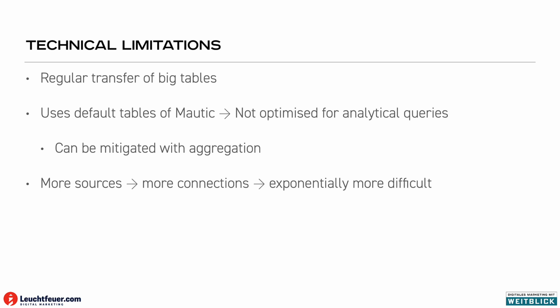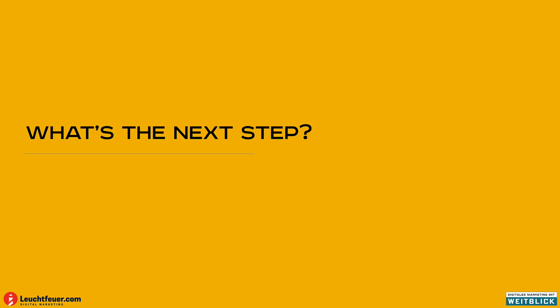And last but not least, we have introduced a setup with just Mautic and a shop, but you could, of course, also add more sources, like a CRM, Google Analytics, or something like that. And once you add more and more data sources, you get more and more data points, more and more tables, and all of those need to be connected in some way, which gets exponentially more difficult the more data points you add. So what would be a logical next step for this whole setup?